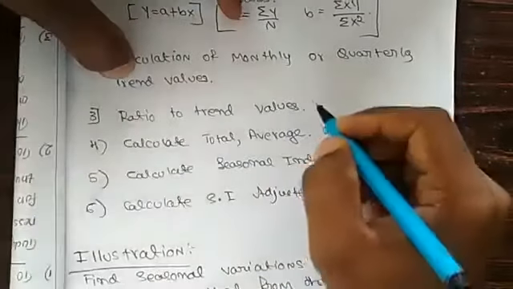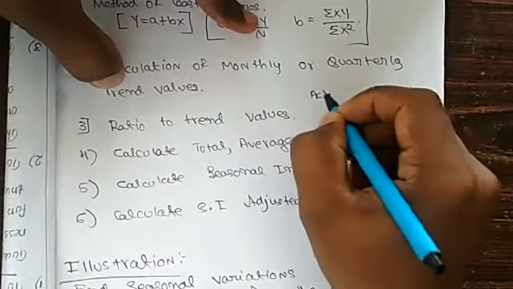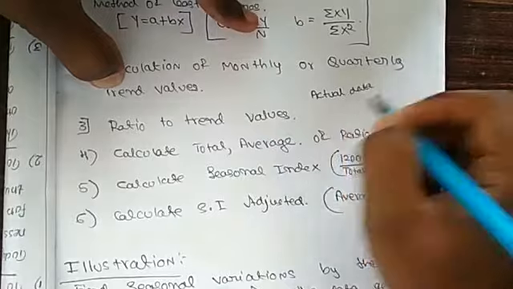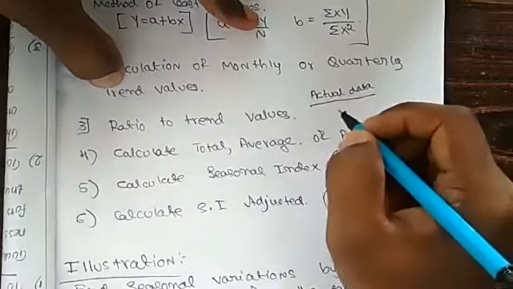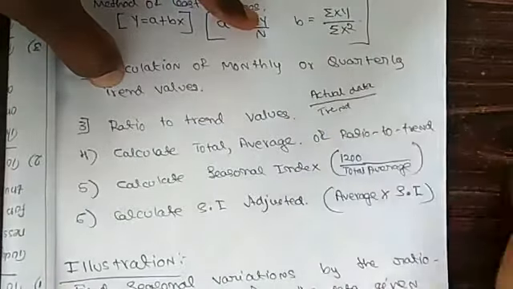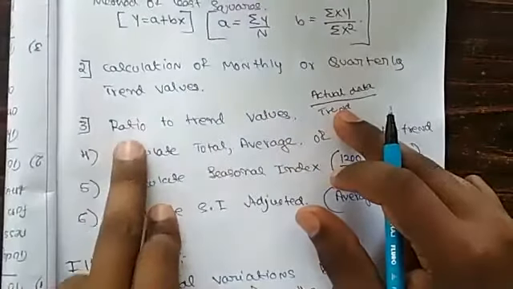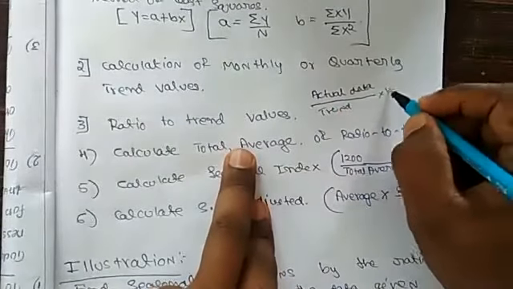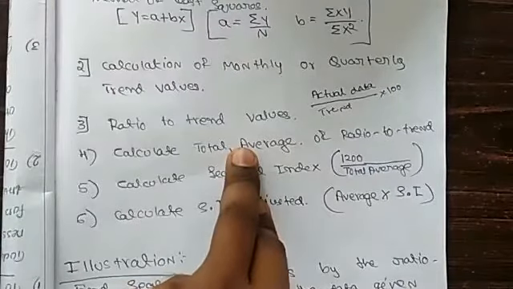See this formula: actual data divided by trend. With this formula, we can find the ratio to trend values, multiplied by 100 to calculate the percentage.